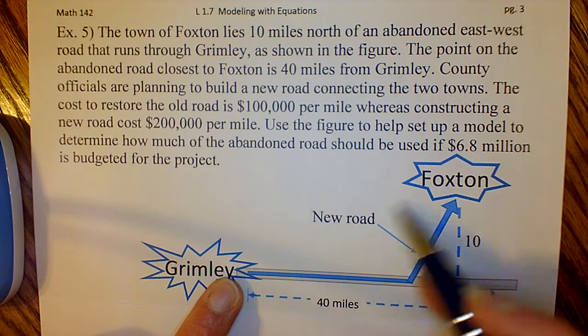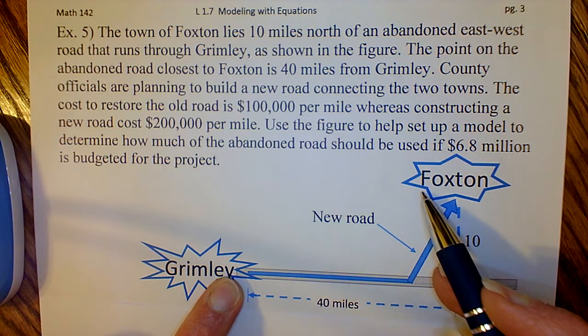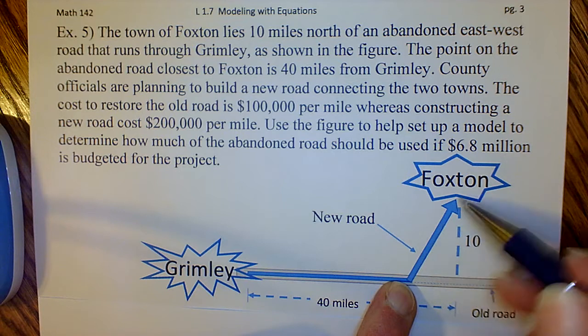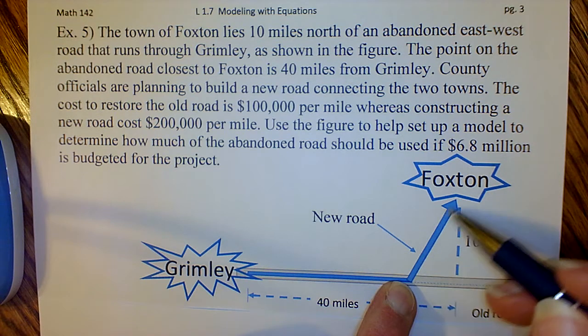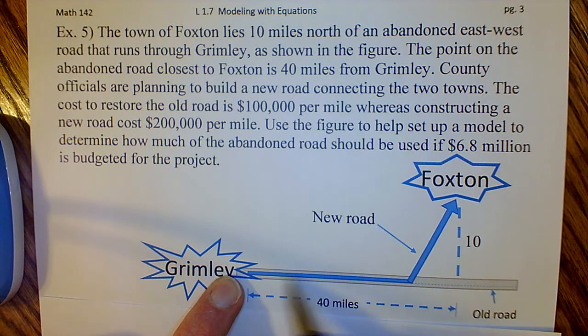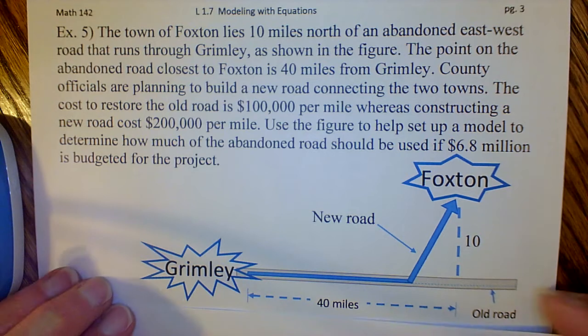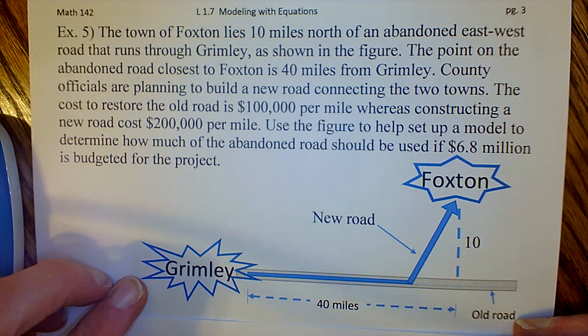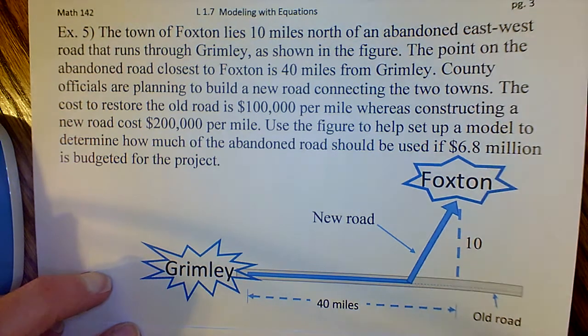So if we went directly there, it would cost us $200,000 per mile. Or even this little piece over here is going to cost us $200,000 per mile, whereas whatever we have to restore on this old abandoned road is only going to cost us $100,000 per mile. Now we're to use this figure to help set up a model to determine how much of the abandoned road should be used if $6.8 million is budgeted for the project.